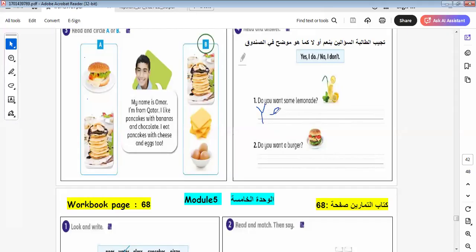Here the answer will be yes, I do, because here is the lemonade. And here also it will be yes, I do, because we have the burger in the picture. The answer will be yes, I do. If this picture isn't a burger, if it's a pancake, I put no, I don't. If we don't have a burger, if there isn't a picture of a burger, I say no, I don't. Let's continue the rest of our unit.